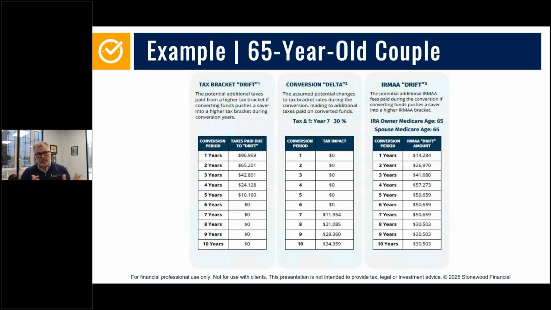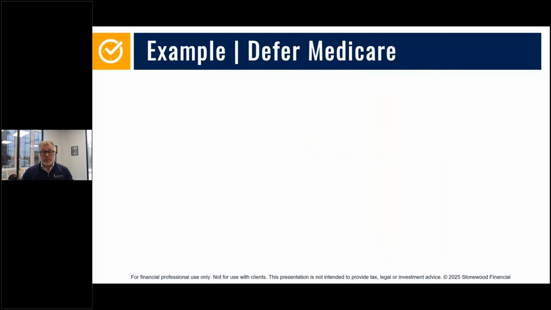But some people, that might be the objection to the conversion. And so that's why we're going to look at this and say, all right, let's look at the tax drift impact here. Let's look at conversion delta. And then we can look at that IRMAA and say, does it make sense to do this or not? And you'll notice that $30,000 number on IRMAA comes on a 10-year conversion. But actually it can be a little higher if we go faster. But there is something you could do.